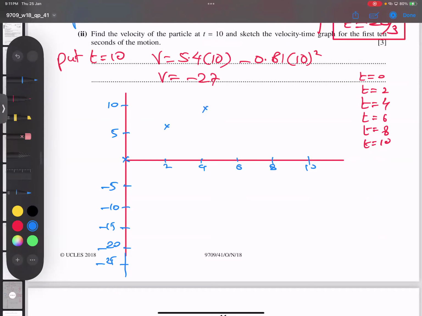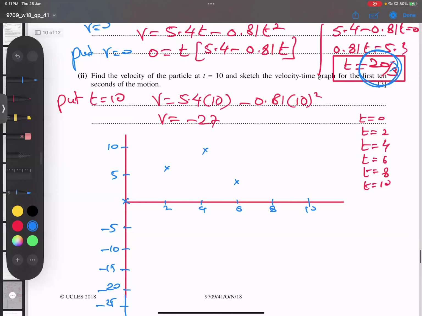Against 6, I got 3.24. It's coming back, and then I'm getting negative. But for your knowledge, 20 by 3 is what value? Type in calculator. So 3 sixes are 18, and I think it is coming. Hold on, let me check.